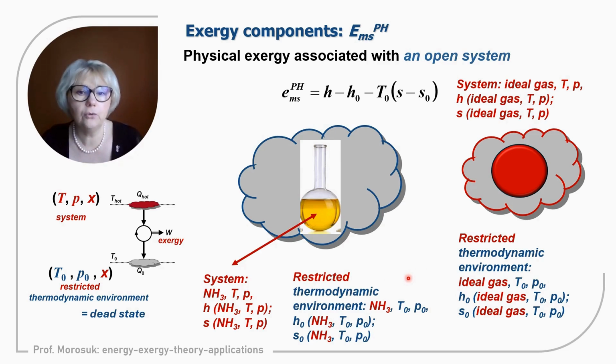So in order to calculate physical exergy, we need to describe a restricted thermodynamic environment where temperature and pressure will be close to environmental conditions. We already discussed how to select it, but for the chemical properties of the thermodynamic environment, it will be the same ammonia as the working fluid of the system for which we need to calculate physical exergy.